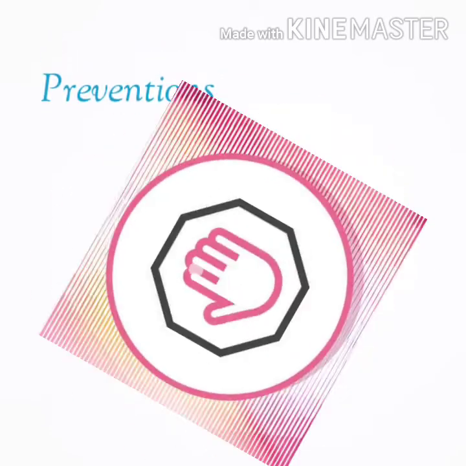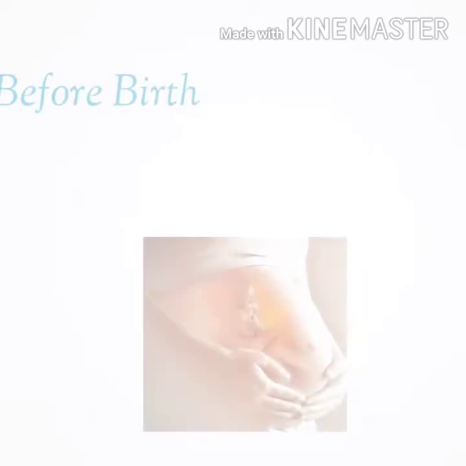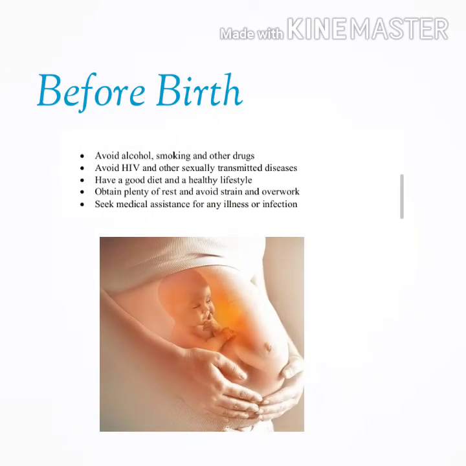Now let's go down to prevention. So preventions are the preventive measures that parents and others can take to reduce the risk of intellectual disability, including before birth: avoid alcohol, smoking, and other drugs. So wala pa ka manganak, kinahanglan dili ka magsigig inom, di ka mag-smoke, dili ka magpatakaw, take og tambal. The next, avoid HIV and other sexually transmitted diseases. So HIV dili pwede ang transmitted diseases.